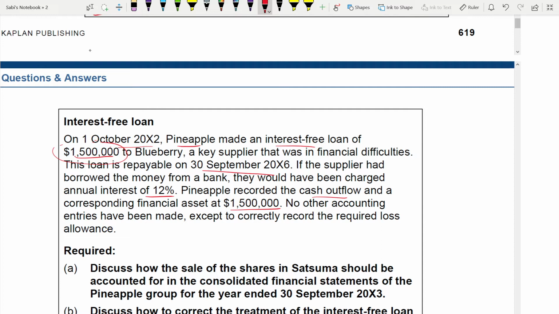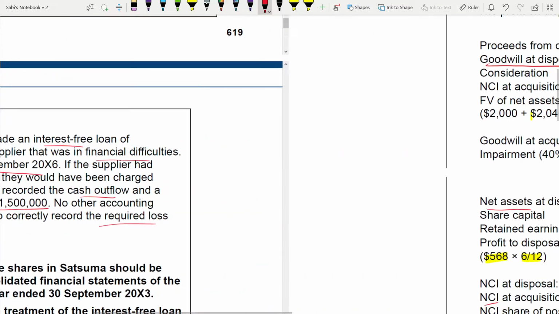Why the required loss allowance? Because they are in financial difficulties. That means there is a high chance that this will become impaired. Credit risk will increase. But that is not our concern. We don't have to work on that. We have to work on the amount of the financial asset, how much it will be. You have to calculate that.